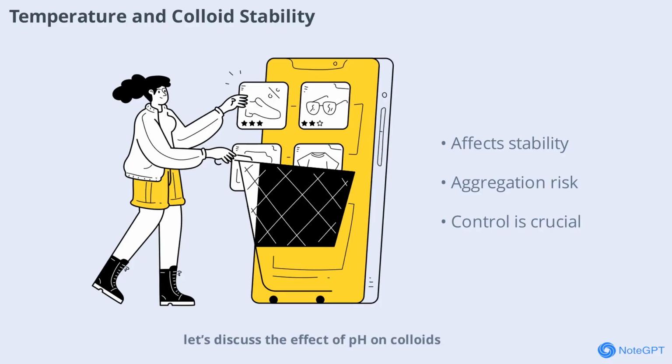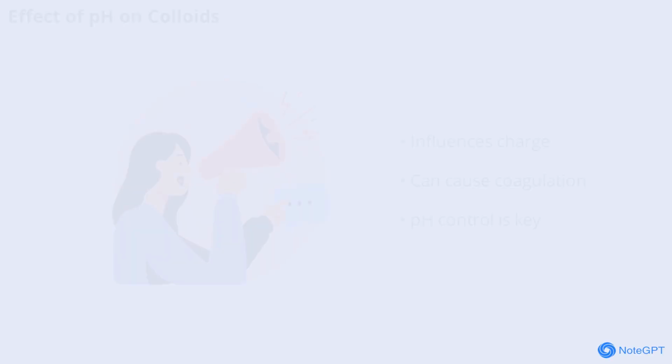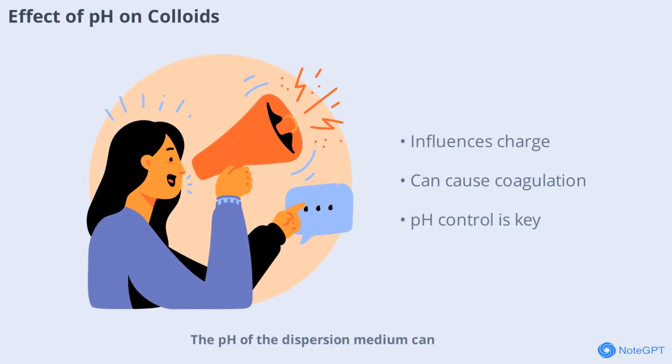Now, let's discuss the effect of pH on colloids. The pH of the dispersion medium can influence the charge and stability of colloidal particles. Changes in pH can alter the surface charge, leading to coagulation or precipitation. Many colloidal products are formulated to remain stable within a specific pH range. Monitoring and adjusting pH is essential in food, pharmaceuticals, and cosmetics. Understanding pH effects helps maintain the desired properties of colloidal systems.